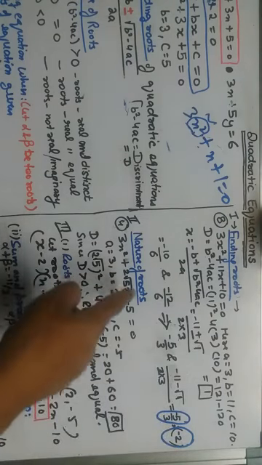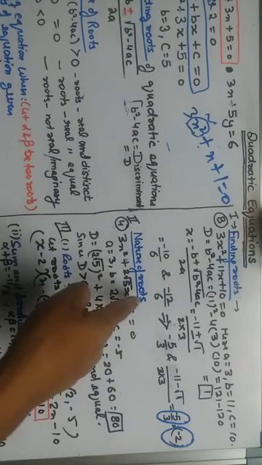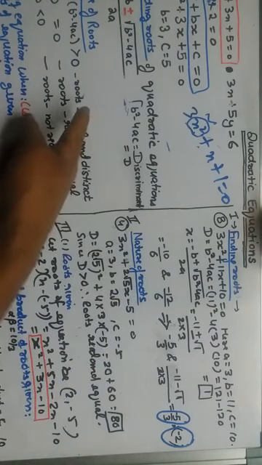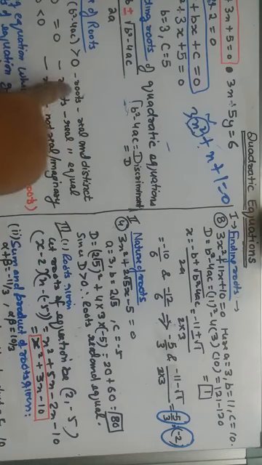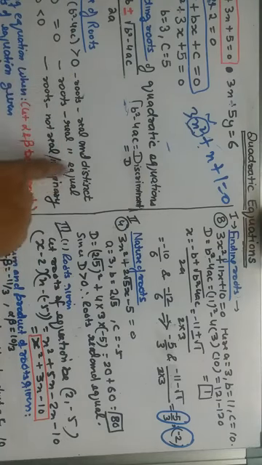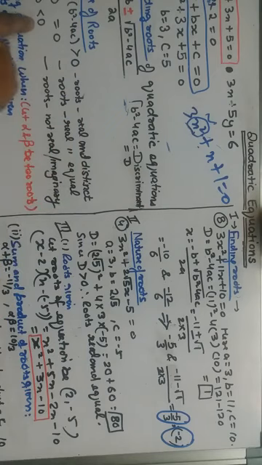Next is nature of the roots. What is the nature of the roots? This we have discussed on this side. If D is greater than 0, roots are real and distinct. D equal to 0, roots are real and equal. And D is less than 0, roots are not real, they are imaginary.